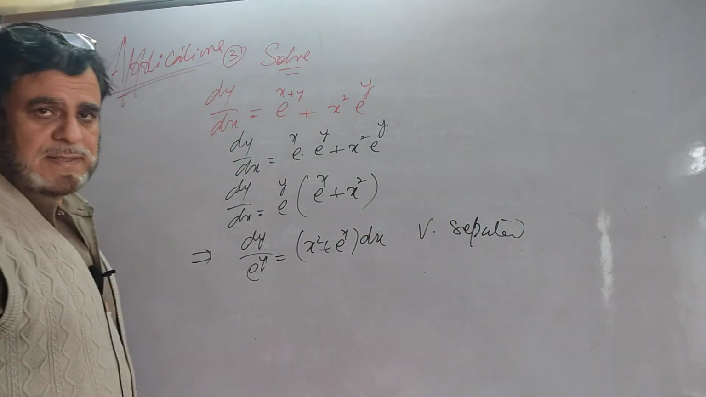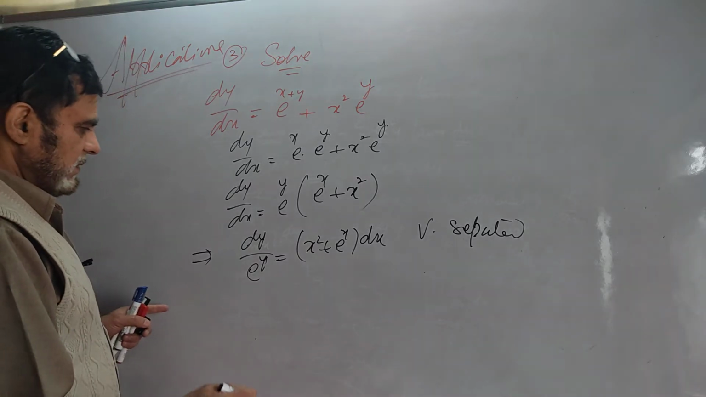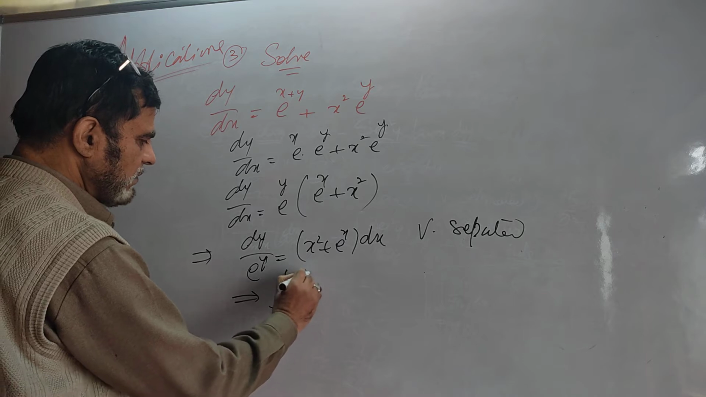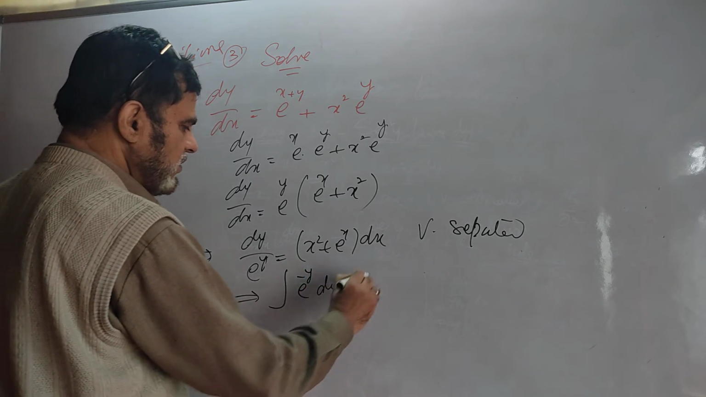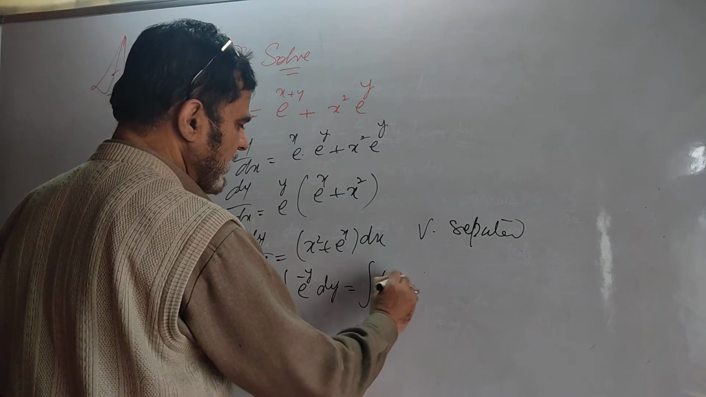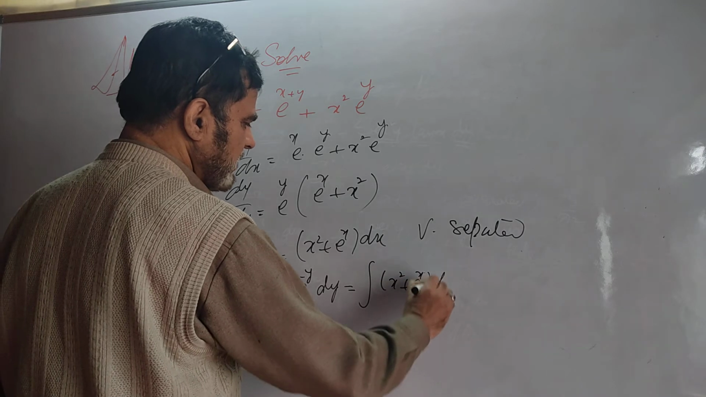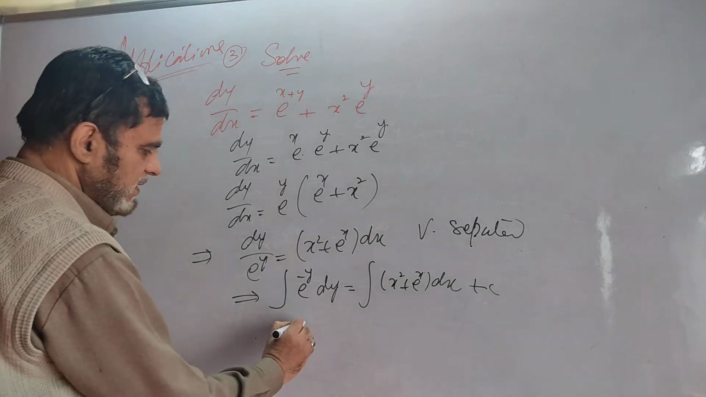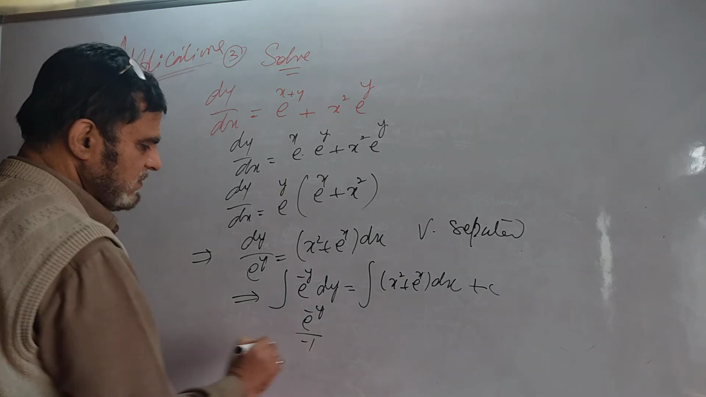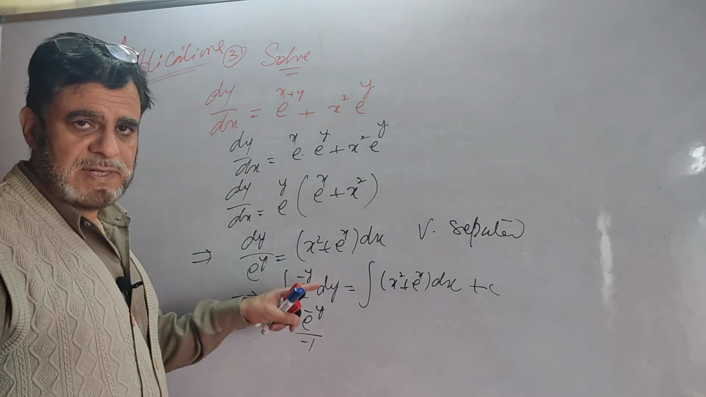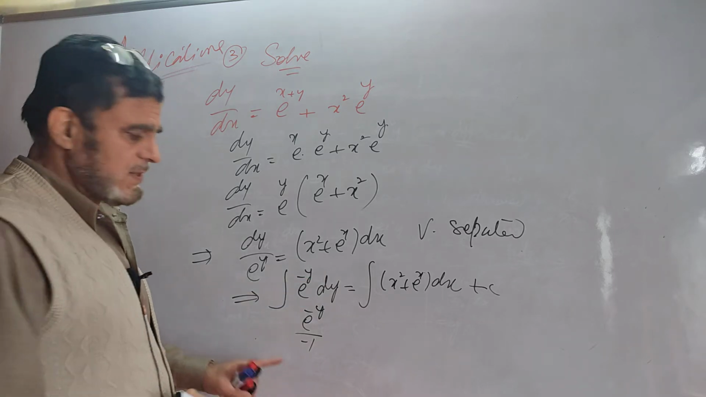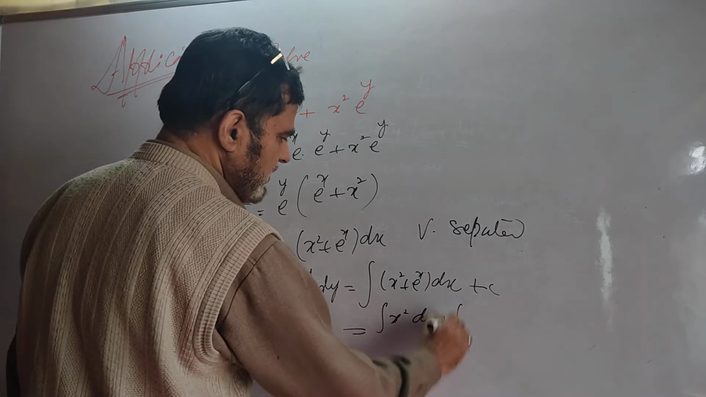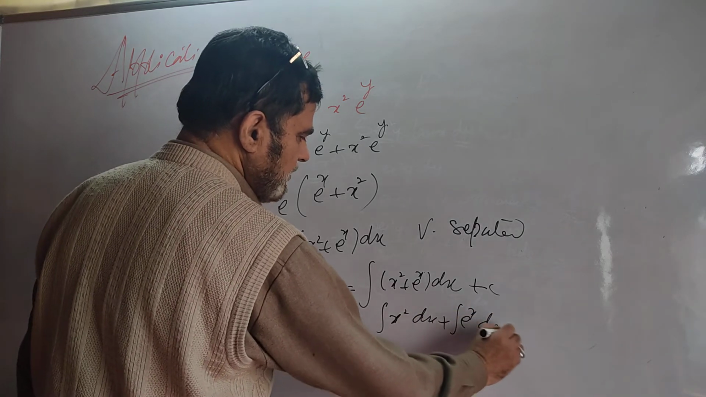Variables are separated. So when variables are separated, you can integrate. You can write it as integral of e raised to power minus y dy is equal to integral of x square plus e raised to power x dx, plus c. Now what is the integral? It is e raised to power minus y by minus 1, because the derivative of the power is minus 1. In integration we write this down in the denominator. It is integral of x square dx plus integral of e raised to power x dx plus c.